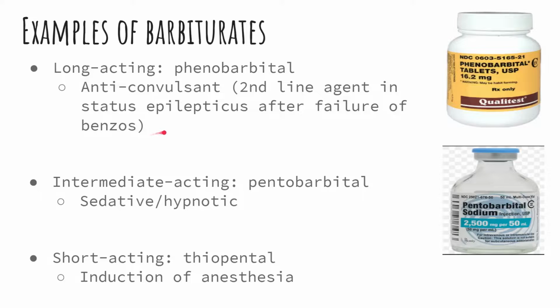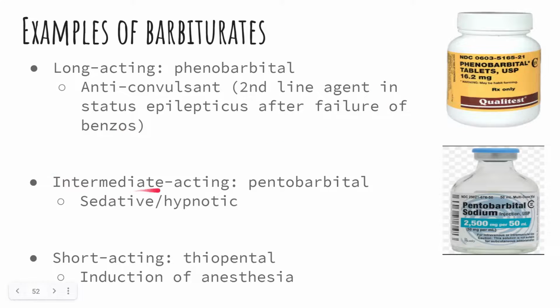So, for example, if we try to manage an epilepsy patient by using benzodiazepines and they fail, they're not responding to treatment, we have to look for a second line agent, say, phenobarbital, for example. Here we can see phenobarbital tablets.